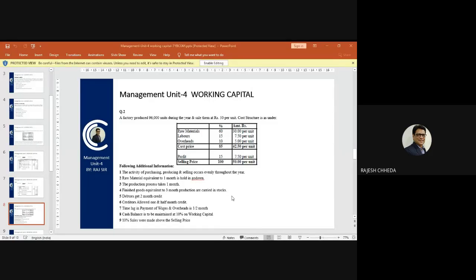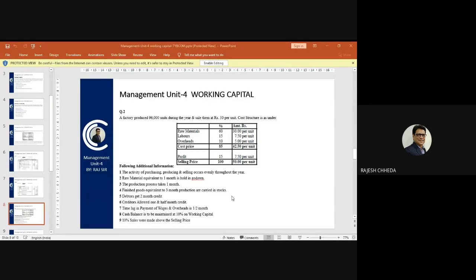This amount is for raw material. Raw material suppliers are giving me 1.5 months credit. So I will do the calculation: 8,000 into 30 rupees, that is my raw materials cost, multiplied by 1.5 months. So I will do my calculation like this: 8,000 into 30 into 1.5. Clear? Yes, sir. Right? So creditors.